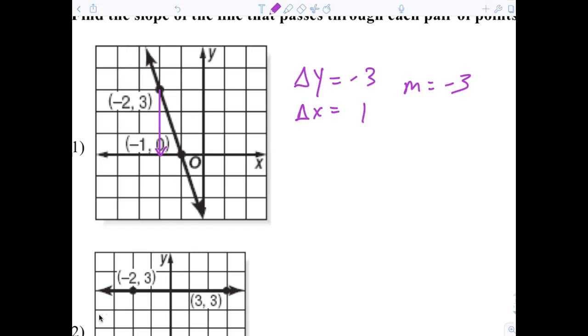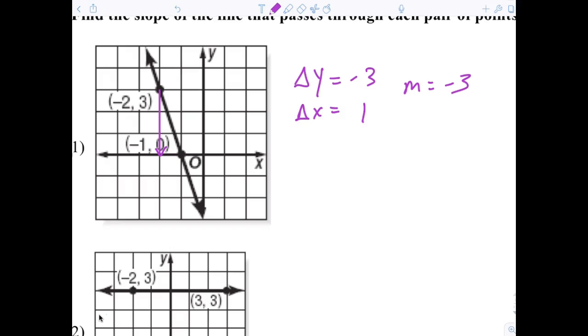Now remember, if you're not sure about that, now's the time to speak up. What's the difference? 3 divided by negative 1 is still negative 3.